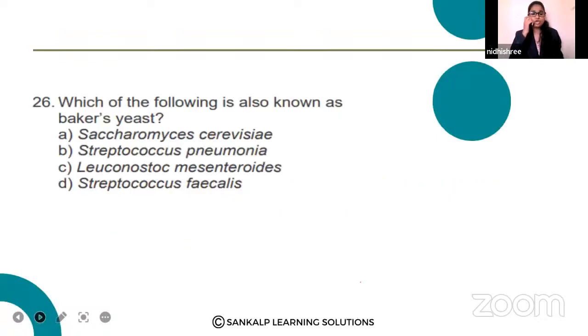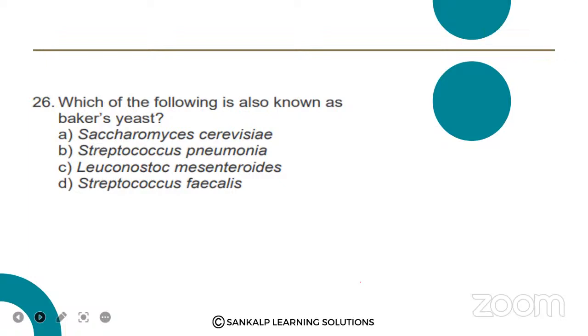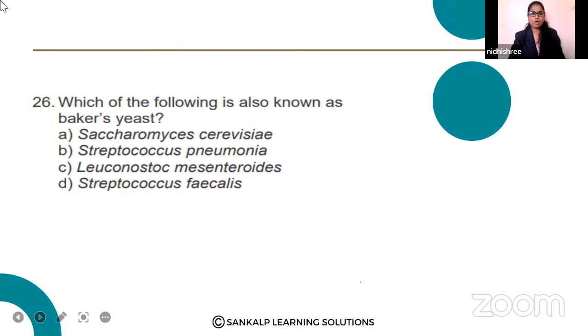26th question. Which of the following is also known as Baker's yeast? Saccharomyces cerevisiae, Streptococcus pneumoniae, Leuconostoc mesenteroides, Streptococcus bacillus. Option A, ma'am, Saccharomyces cerevisiae. Okay. Purvi answered option A, Saccharomyces cerevisiae. From the chat box, the majority answered option A, and some voted option B. What about YouTube students? YouTube students voted for option A.